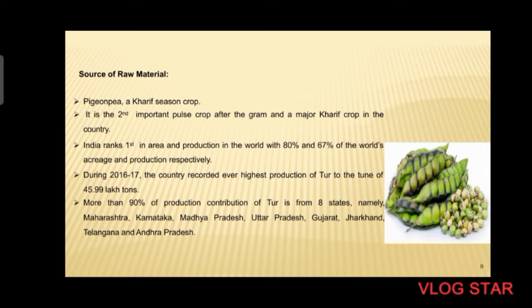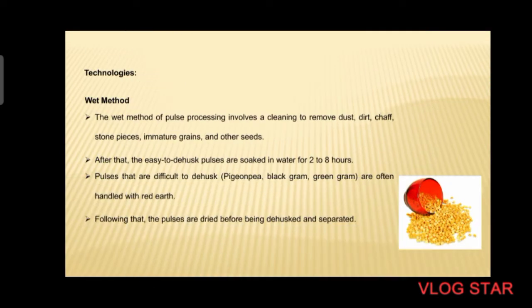More than 90% of the production of tur is from 8 states, namely Maharashtra, Karnataka, Madhya Pradesh, Uttar Pradesh, Gujarat, Jharkhand, Telangana, and Andhra Pradesh. And let us now discuss the technologies of milling.